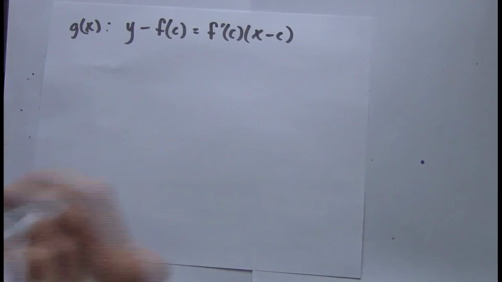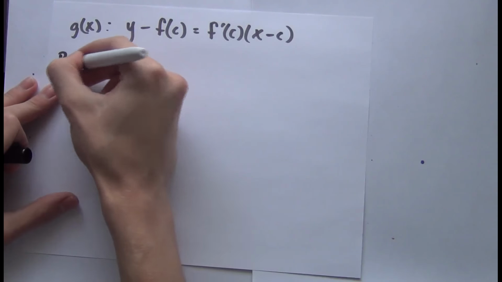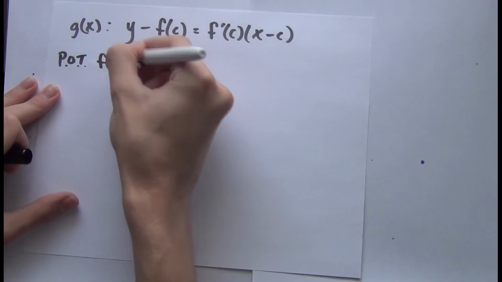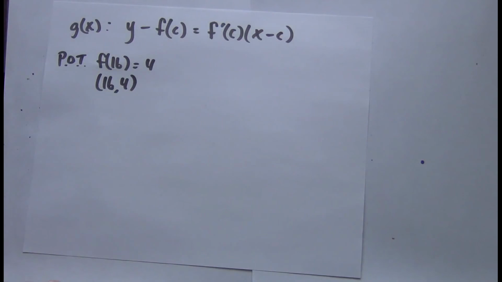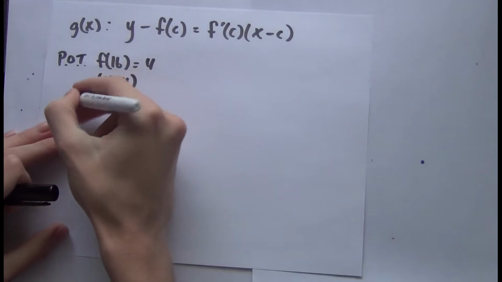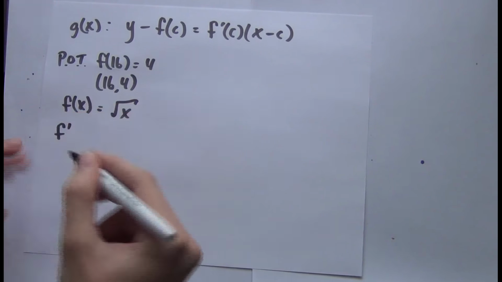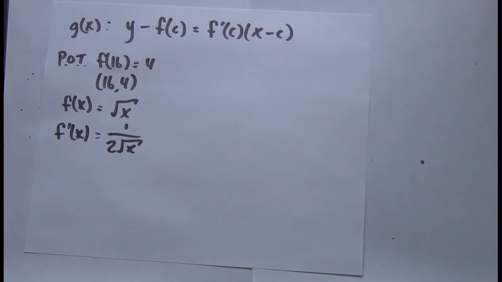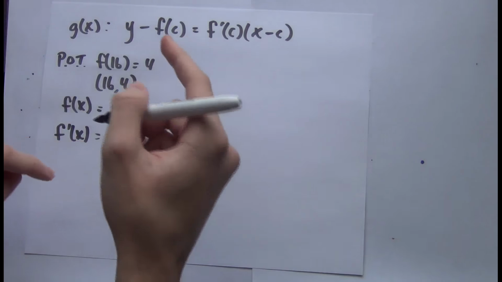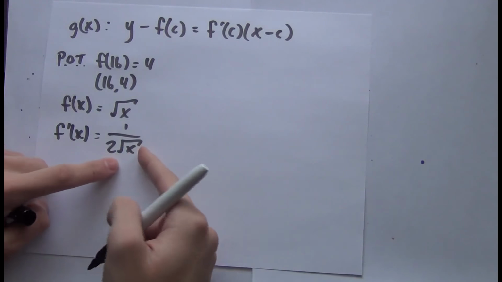So I know that my point of tangency, I'll label it POT, is going to be f of 16 equaling 4. So 16, 4. And I know that my slope, my derivative, well, if f of x equals the square root of x, then you can verify this for me, f prime of x is going to be 1 over 2 times the square root of x. That's the derivative. So x to the 1/2 power, move the 1/2 down as a coefficient, that's where you get the 2. And then x goes to the 1/2 minus 1, or negative 1/2 power. Bring that down and raise it to a positive 1/2.